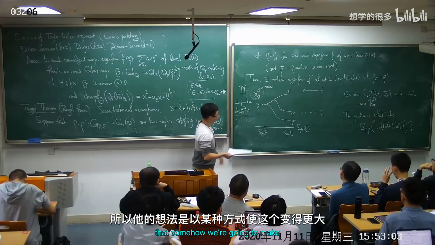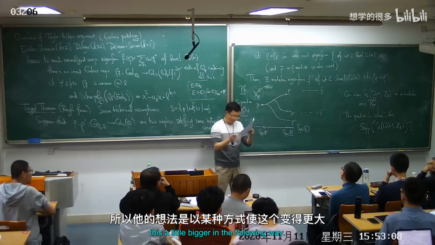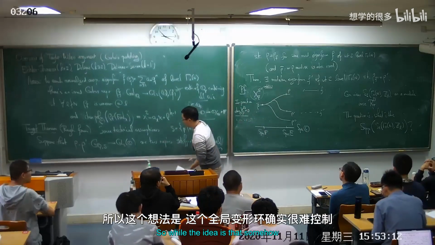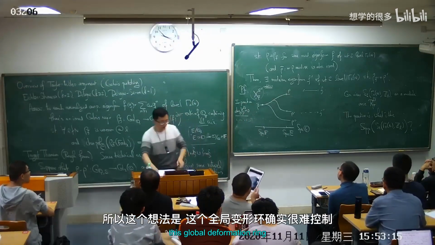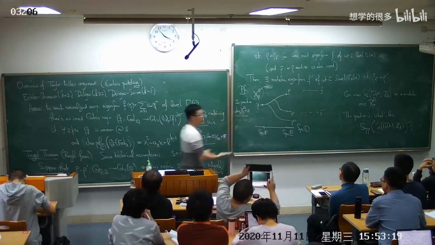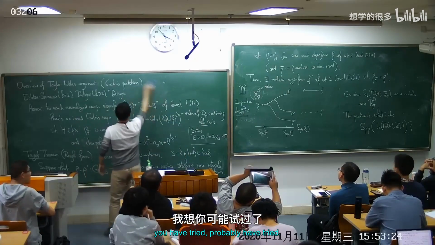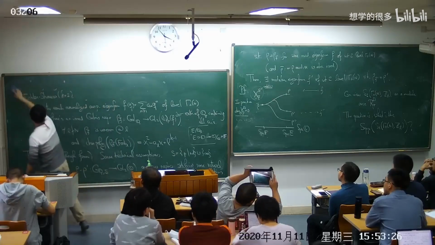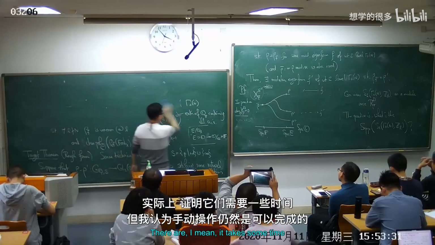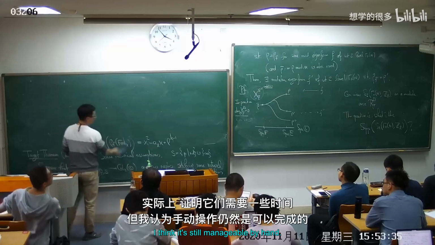So Wiles's idea is that we're going to make this a little bit bigger in the following way. Wiles's idea is that this global deformation ring is really difficult to control. We don't know much about it. But the local deformation ring, on the other hand, we can compute some of them at least. I guess you probably have tried some. We computed a couple last time. It takes some time to prove them, but I think it's still manageable by hand.